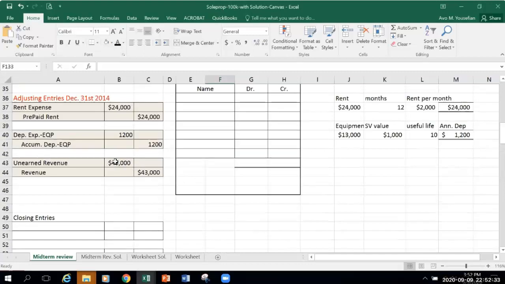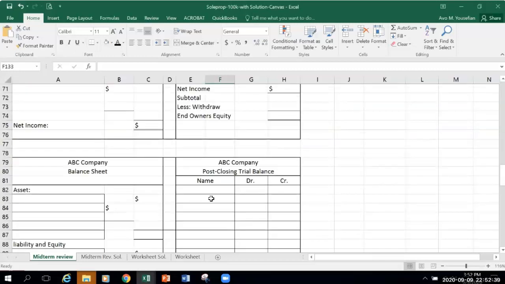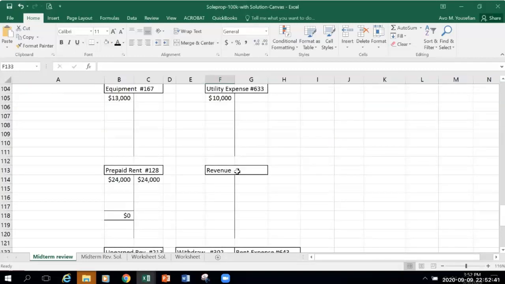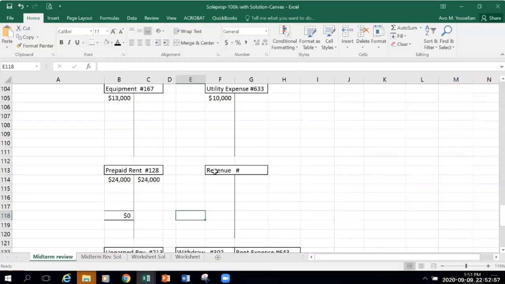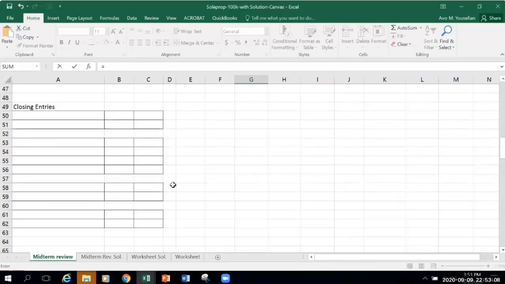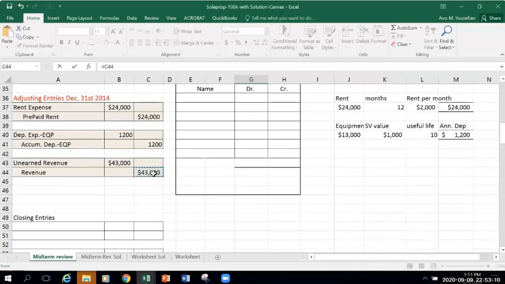Let's post this one. Unearned revenue and revenue 43,000. Okay, let's go down. I have revenue here with account number, God knows what. Let's see. Revenue 401. And unearned revenue, we have it already. So let's go. So revenue is 401. And that's a credit equals to normal balance for revenue credit. Normal balance for revenue credit.